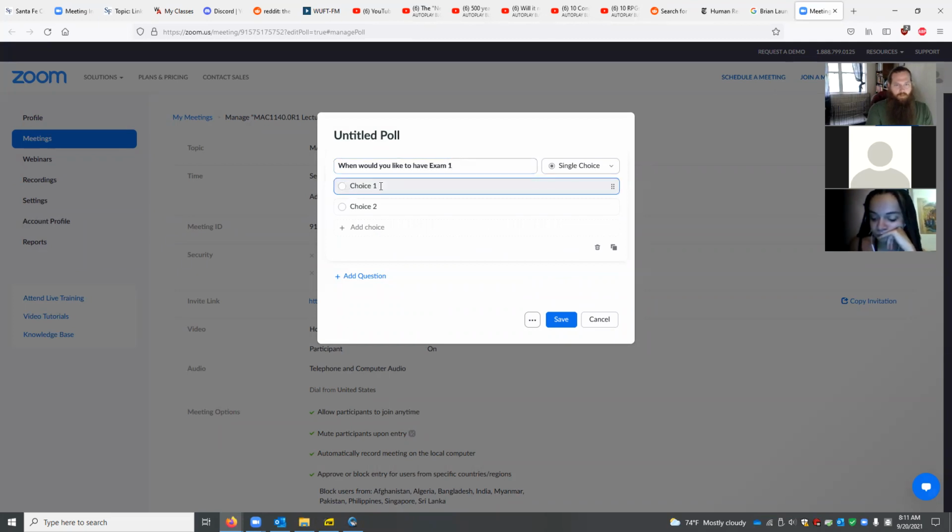The first reasonable choice would be this Wednesday, which is 9/2. And the other reasonable choice would be next Monday. That's 9/7. Right, 9/27. Yeah, okay.